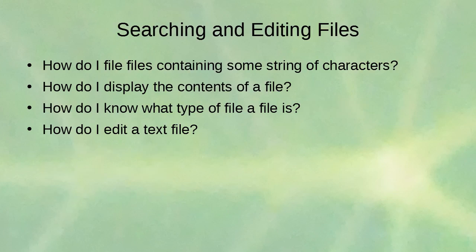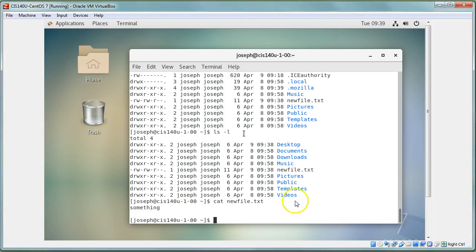Searching and editing files. How do I find files containing some string of characters? How do I display the contents of a file? How do I know what type of file a file is? And how do I edit a file? Well, we just edited one, so we can see that. We know how to do that. But what about finding files that have contents? We know how to display the contents because we've used the cat command. So now let's go ahead and find files.